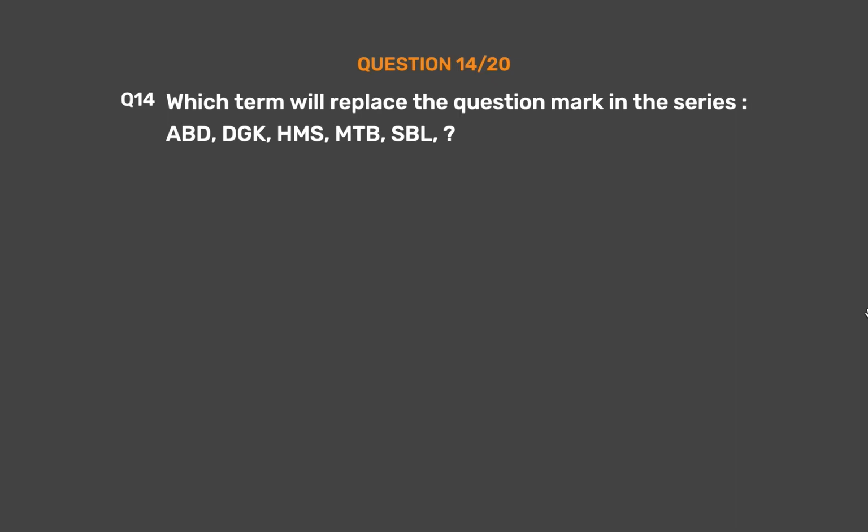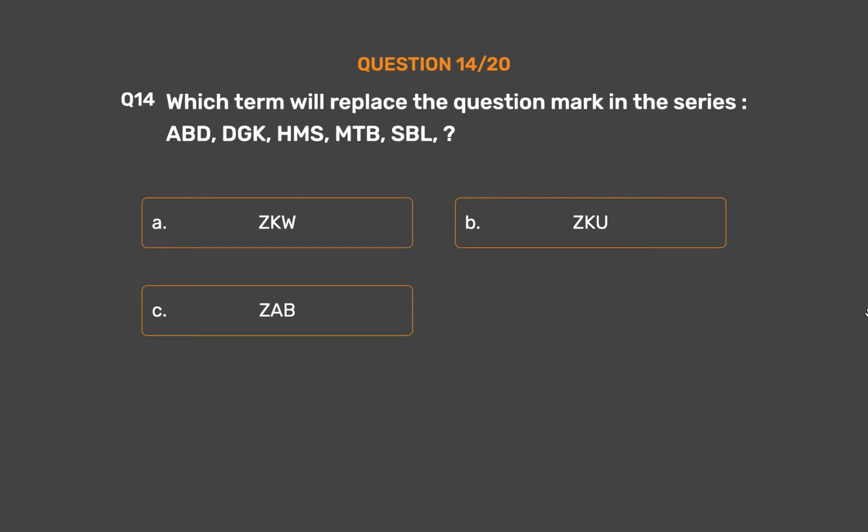Question number 14. Which term will replace the question mark in the series ABD, DGK, HMS, MTB, SBL? Option A, ZKW. Option B, ZKU. Option C, ZAB. Option D, XKW. The correct answer is option A, ZKW.